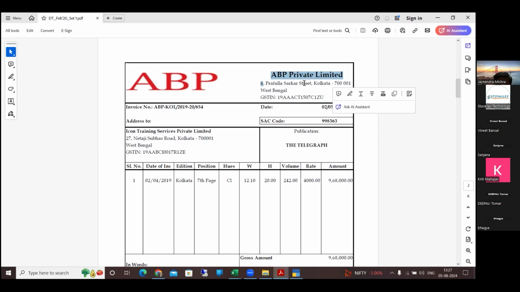So under which section do we have to deduct TDS? If we are making payment for advertisement services, friends, then under which section do we have to deduct TDS? Which section will TDS fall under? 194C. 194C, exactly.